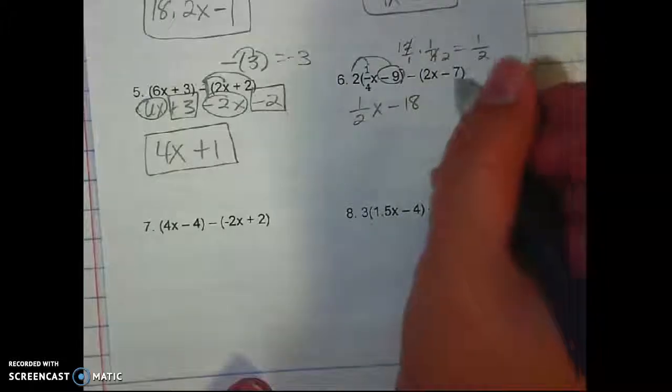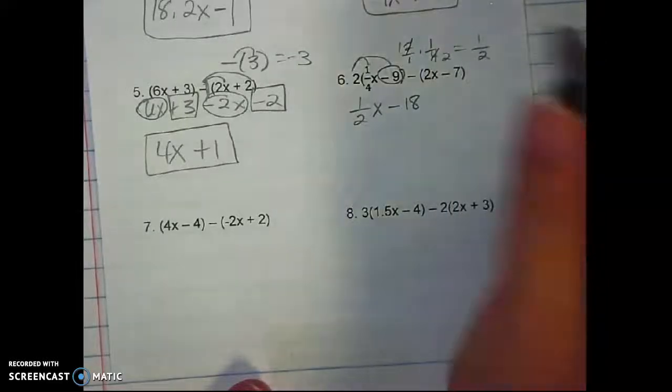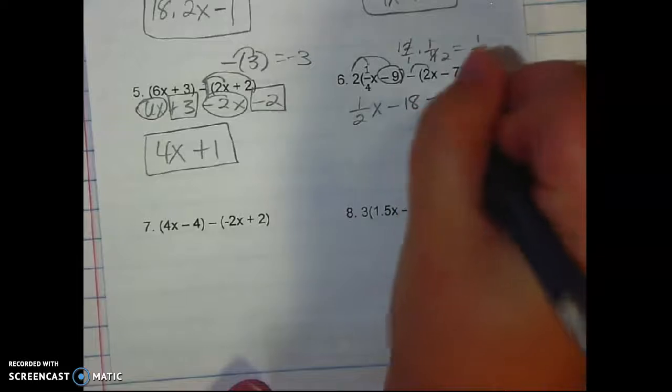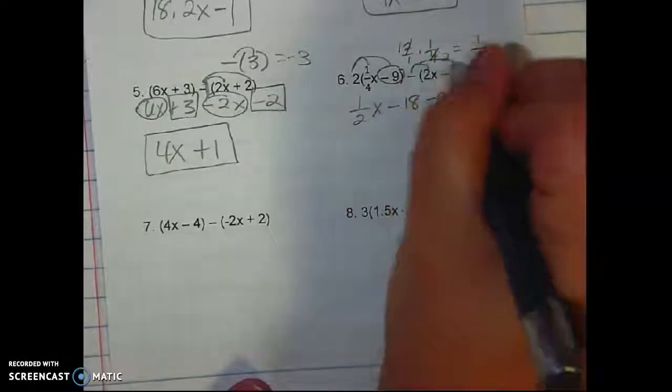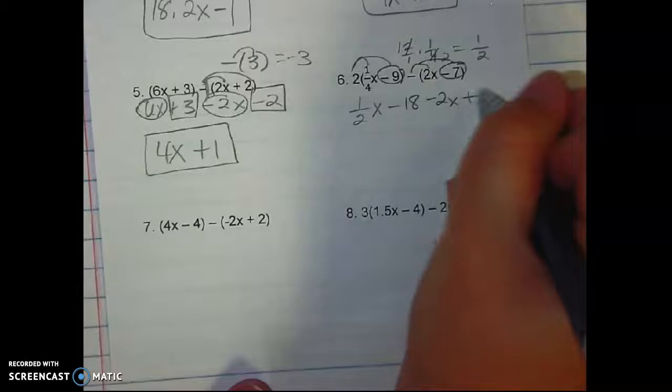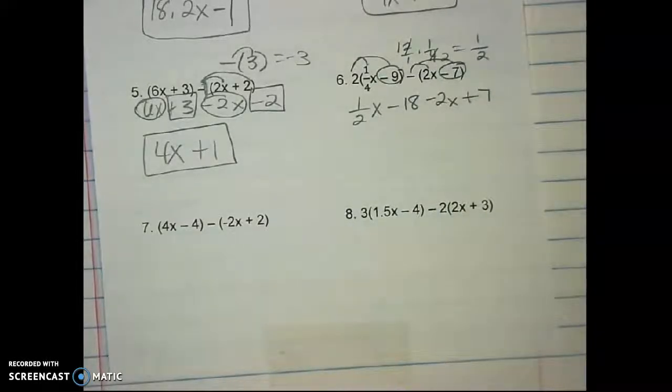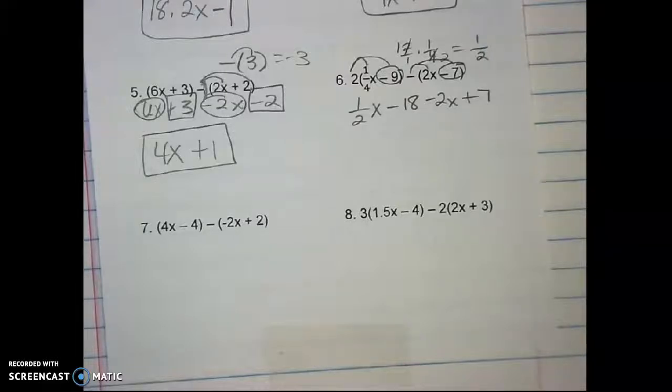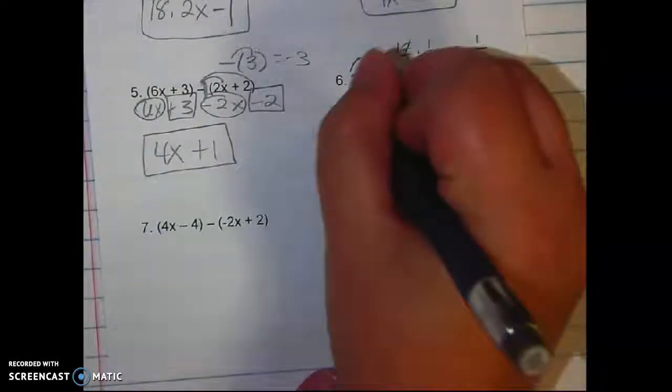I'm subtracting, so I'm taking the opposite of whatever's inside the second parentheses. The opposite of 2x is negative 2x. The opposite of negative 7 is positive 7. So that's why I said you are not necessarily making everything negative, because if you have a minus sign or negative inside the parentheses, you're going to have to take the opposite of that. So the opposite of subtracting 7 is adding 7. Okay? So now I combine like terms.